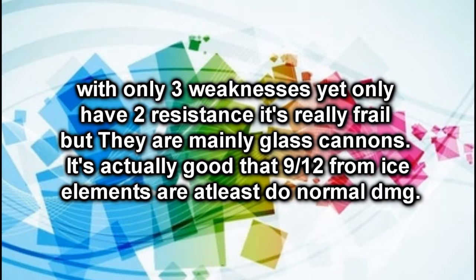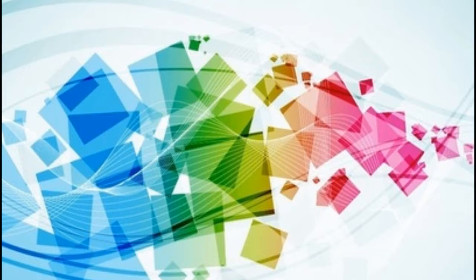Ice. With only 3 weaknesses, yet only 2 resistances, it's really frail, but they are mainly glass cannons. It's actually good at 9 out of 12 element typings. Ice element moves do at least normal damage to them, which is really good if you want to be flexible.